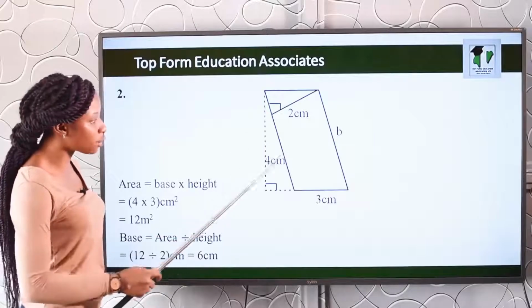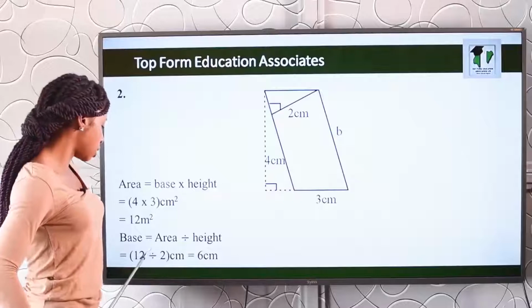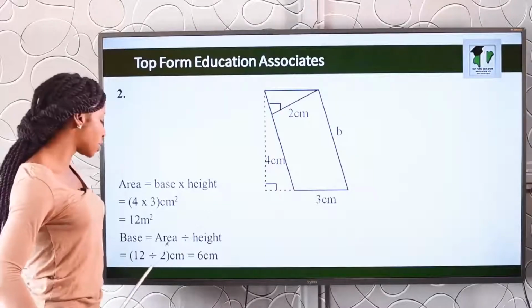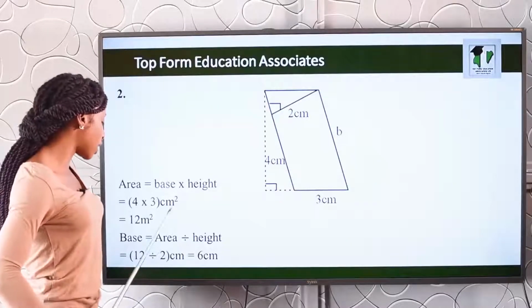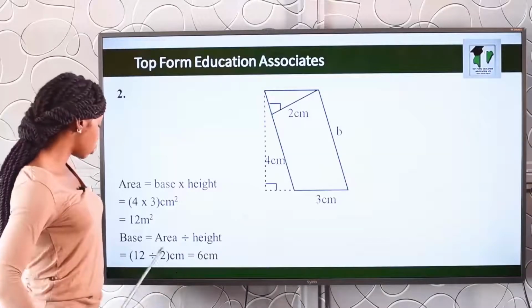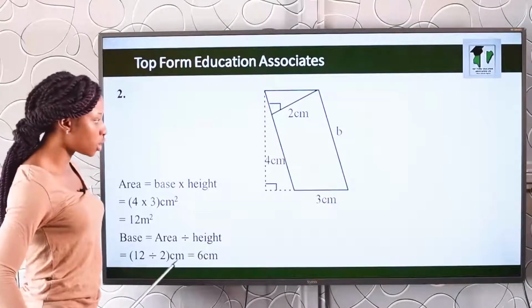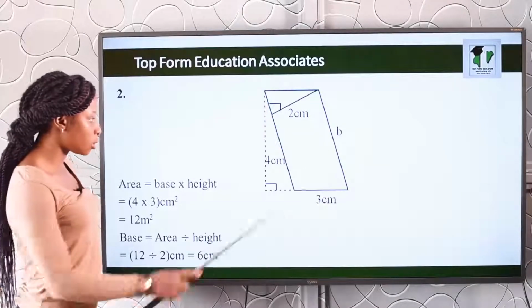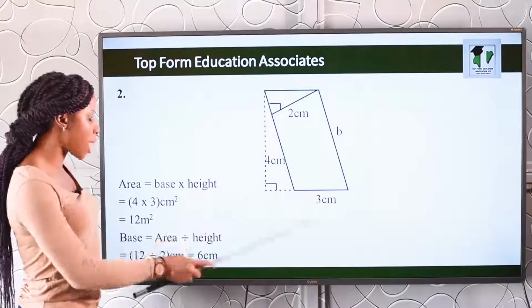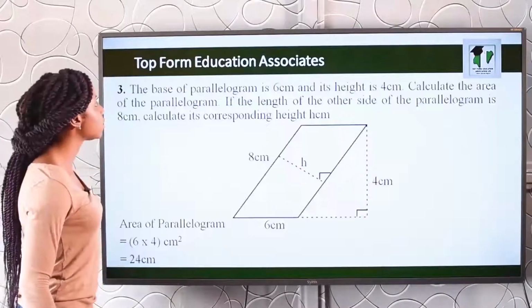If you look at this diagram, you see that there are 2 parallelograms here. Let's look for the second base. Now, in looking for the base, we said we divide area by height. So, the area here, 12 centimeters, and the height, 2 centimeters. Okay? We're looking for B now. We're looking for this part. So when we divide it, we have our answer as 6 centimeters.